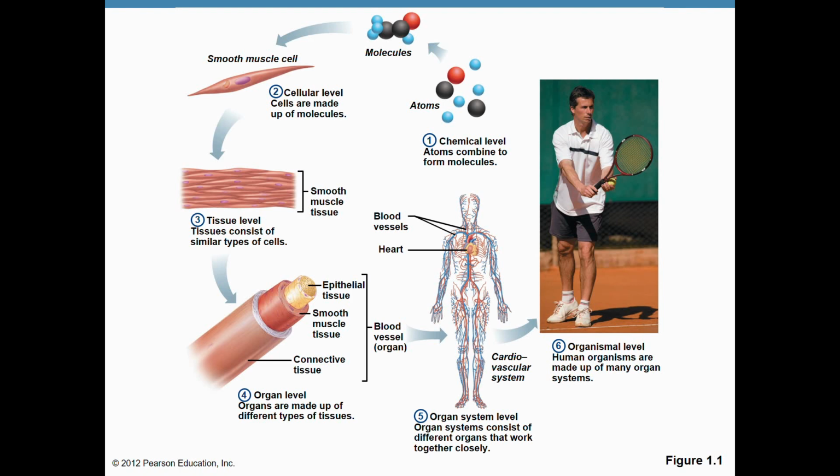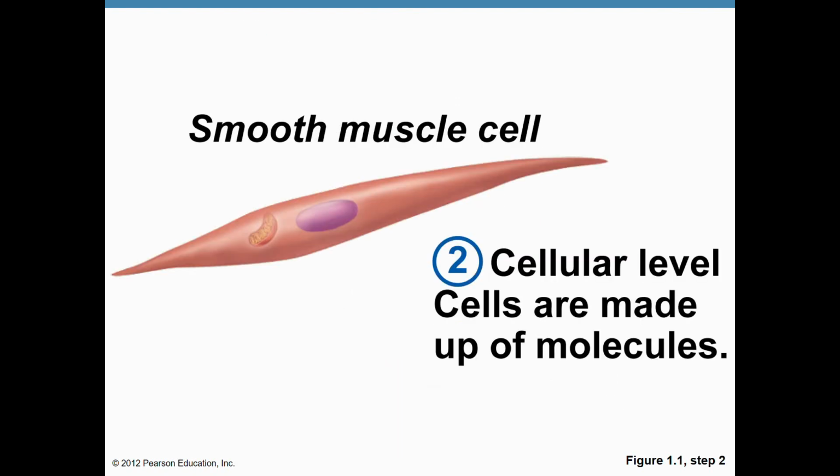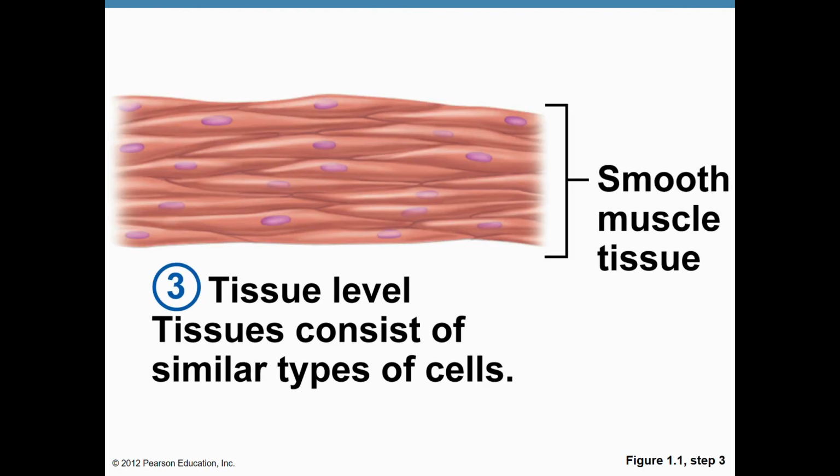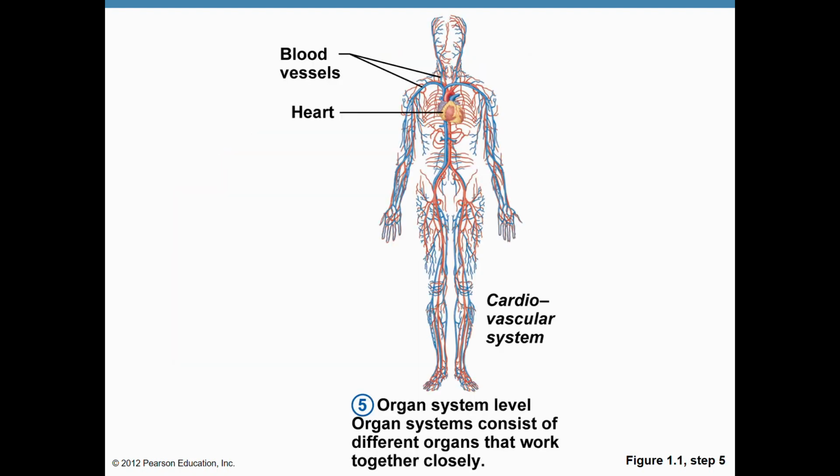So now let us discuss atoms. Atoms and molecules combine to form the cell. Then the cells combine to form specific types of tissues in the body. Then tissues combine to form the organs, and organs are composed of two or more different types of tissues.